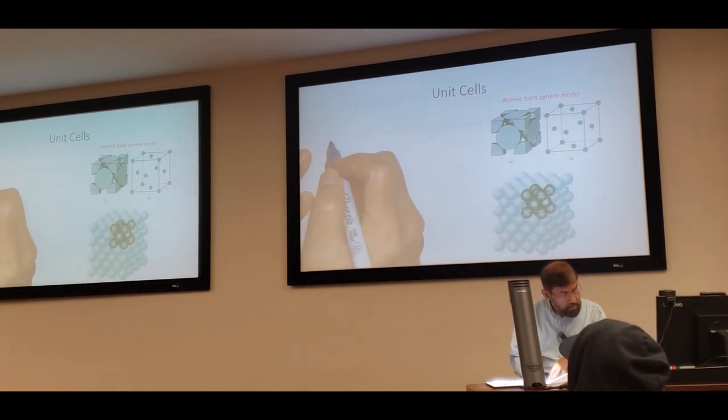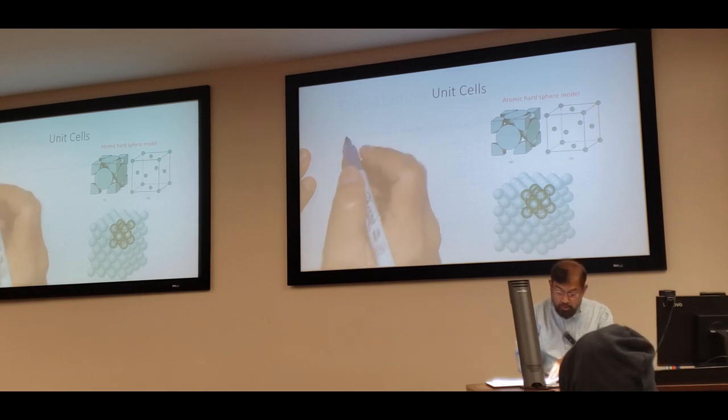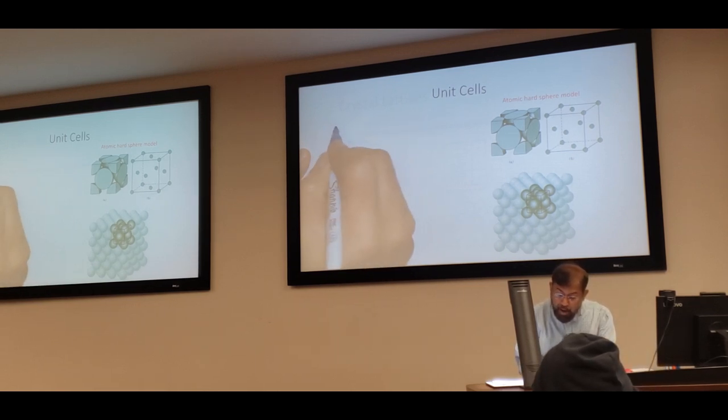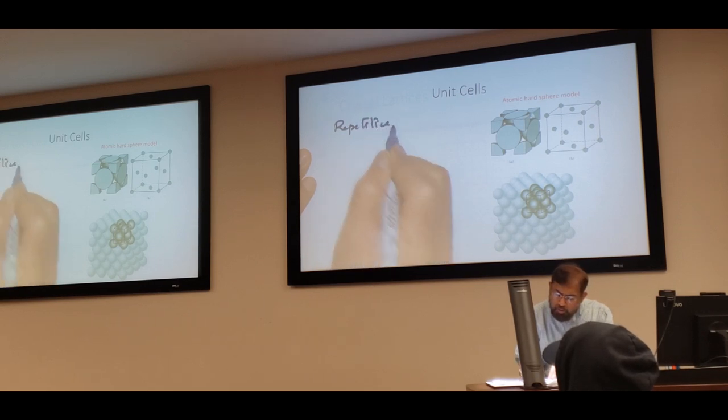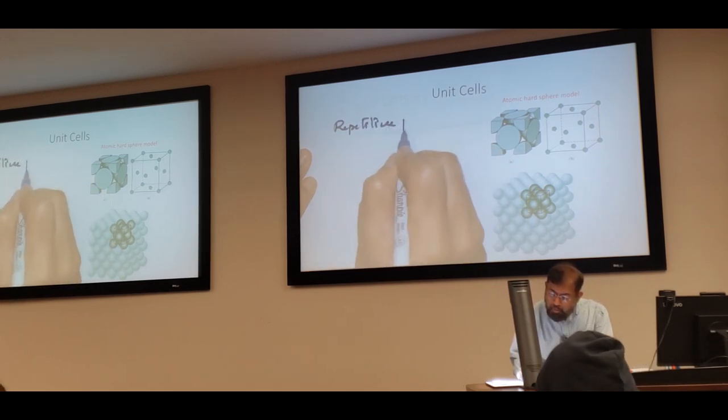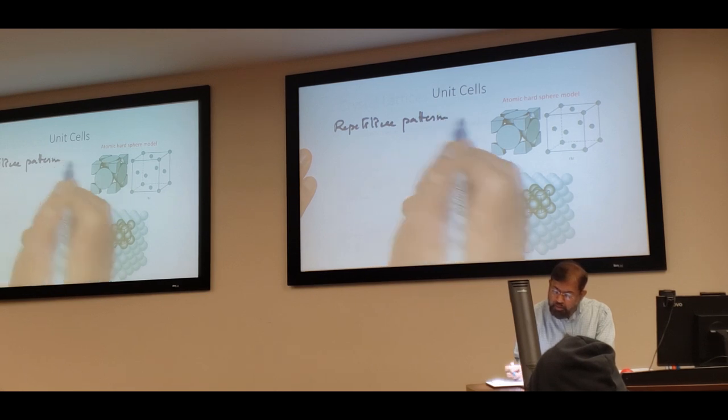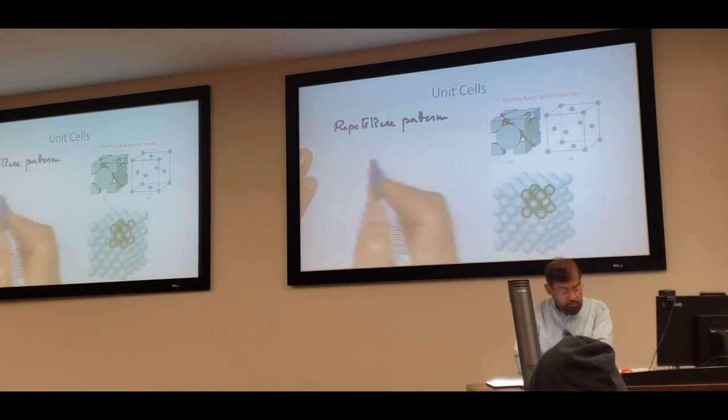So a unit cell is a repetitive pattern you can see in the crystal.